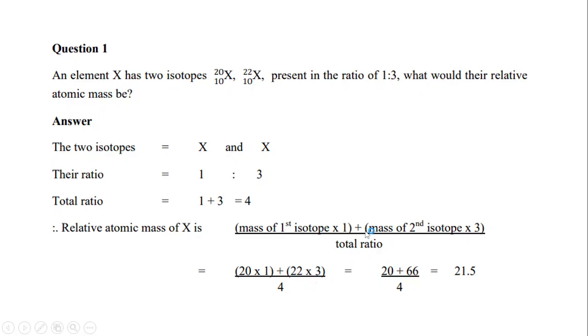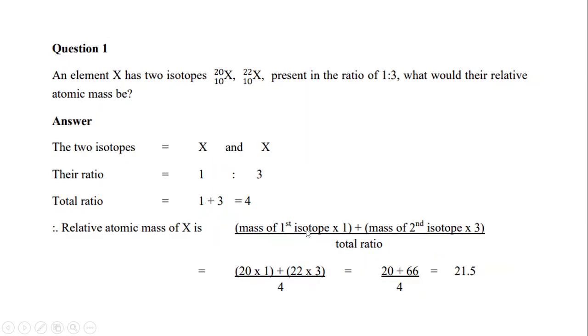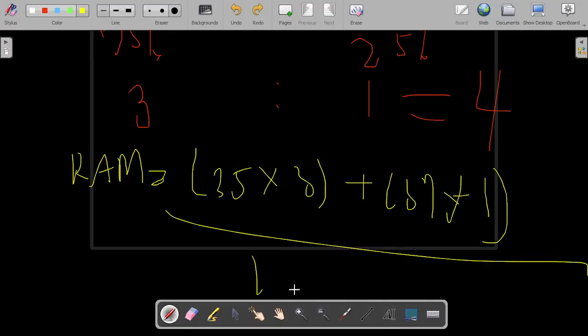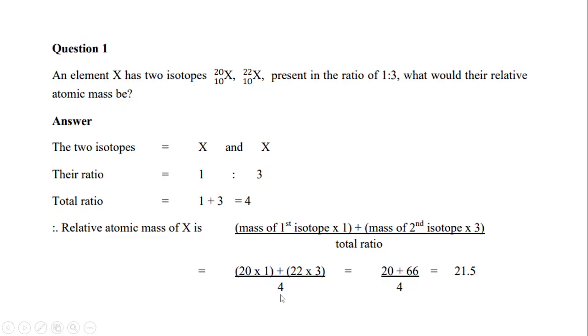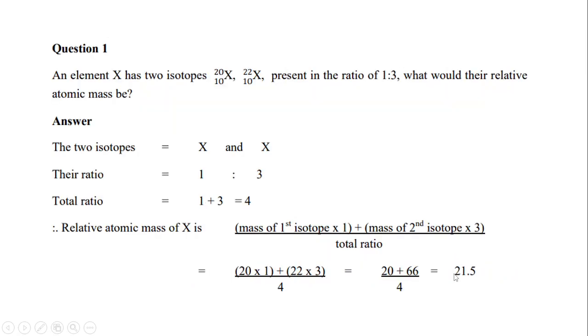So that's what is divided by the total ratio, as done here. Sorry, divided by the total ratio, which is 4. So when we solve this, we're going to get 35.5. Now let's move to an exercise.